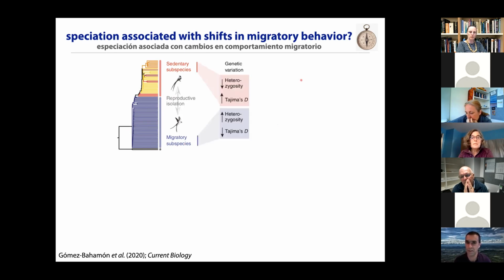We also looked at a bunch of different additional things, like genetic variation. The sedentary population has very low genetic diversity, has all the genetic signals of a bottlenecked population, whereas the presumably ancestor migratory subspecies has a lot more genetic diversity and genetic evidence of perhaps stable populations.